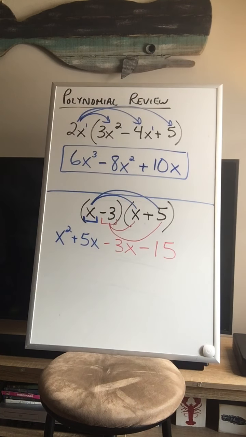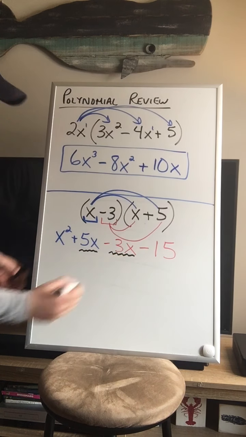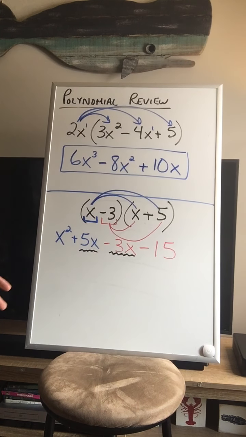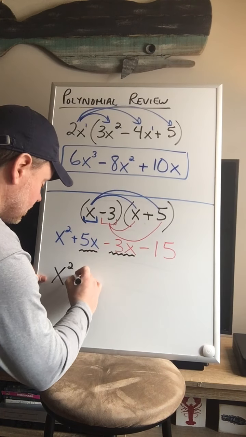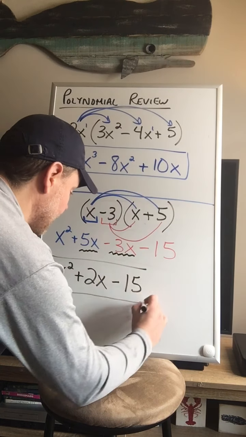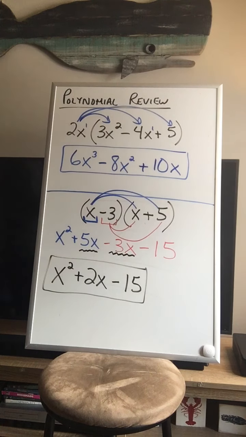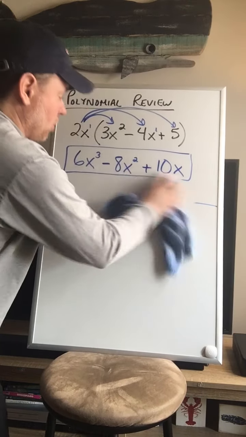Now I look to see if I can combine, which in this case there is a pair that I can combine. I have 5x and I have minus 3x. So since they're both x, I can combine them. So the x squared stays the same. 5x minus 3x is 2x, and then it'd be minus 15. So that is your final answer right there. That's it. You cannot combine the x squared and the 2x. You are done. Okay? Let's do one more because we did take a look at multiplying with larger polynomials a little bit.